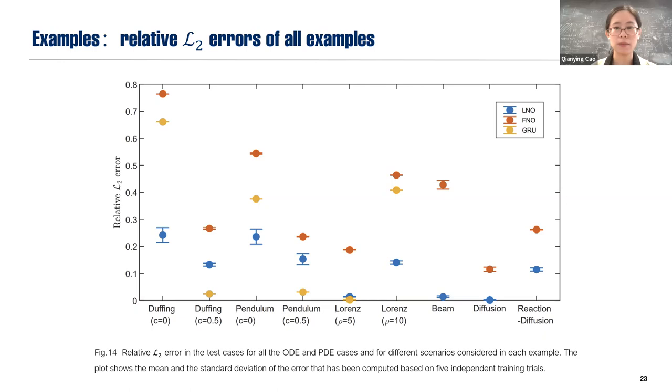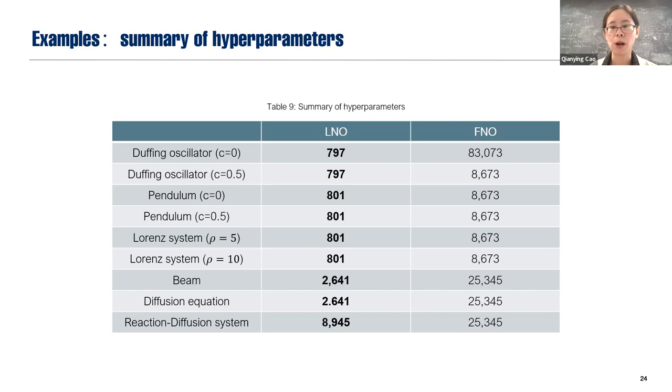We also summarize the number of hyperparameters of LNO and FNO for all examples. As we can see from Table 9, the number of hyperparameters for LNO in each example is significantly smaller than that for FNO.